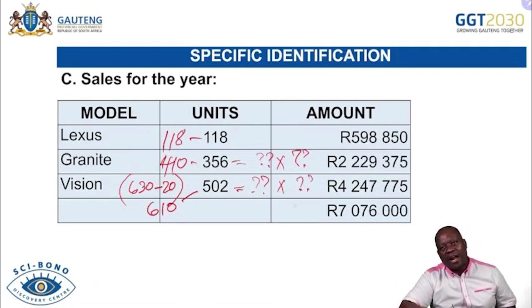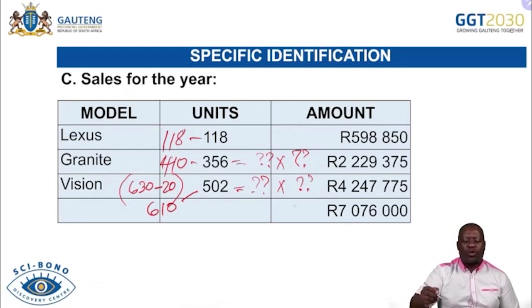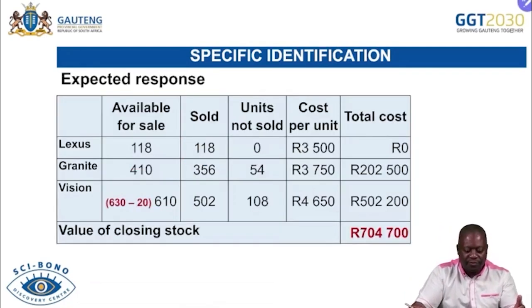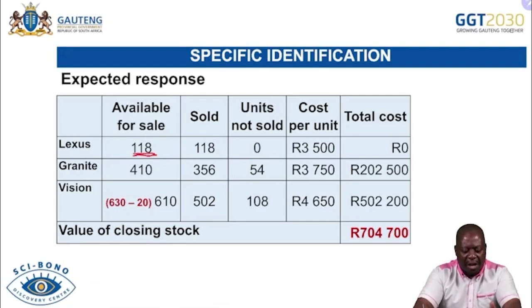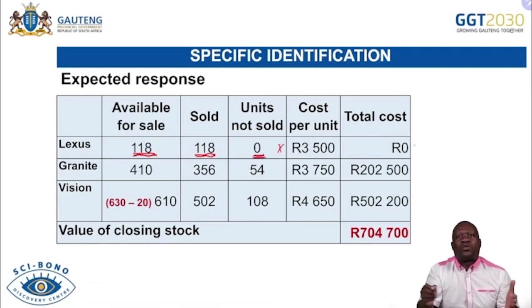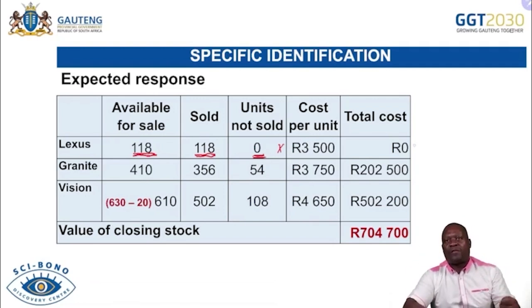Okay. What is the expected response going to look like when you are dealing with this? Check here. Lexus, how many are available for sale? 118. How many have been sold? 118. So how many are not sold? 0. So we multiply 0 times the price per unit and we get our 0. Nothing is still there. So there is no closing stock value when it comes to the Lexus model because all of them have been sold.